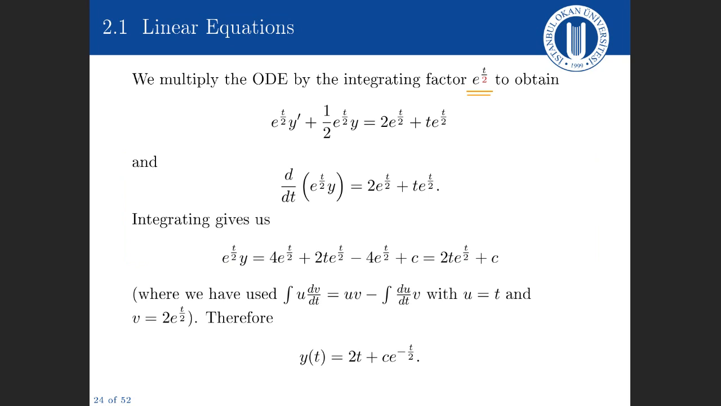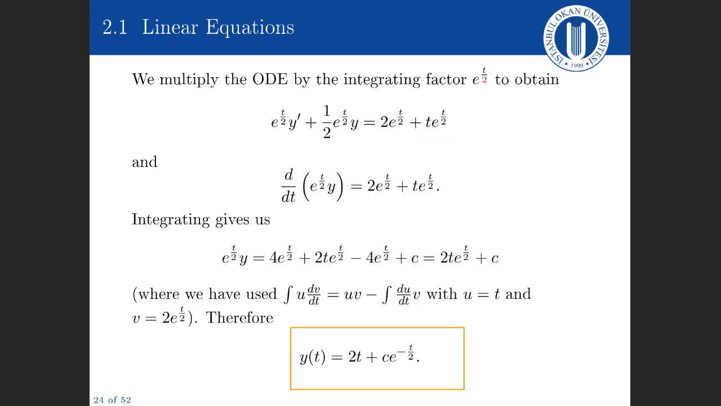We multiply our differential equation by the integrating factor. We use the product rule to simplify it, and then we integrate. And we end up with e to the power t over 2 y is equal to 2t e to the power t over 2 plus some constant c. I will leave this for you to check. Here I've used integration by parts, where u is equal to t and v is 2e to the power t over 2. If you're re-watching this video, please pause here and check that you're happy with this calculation.